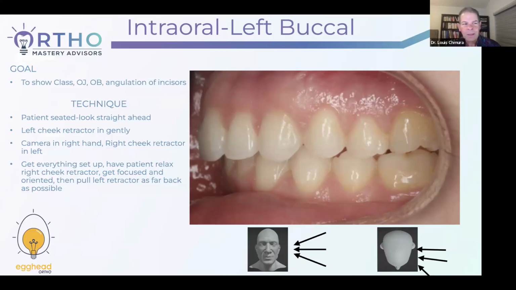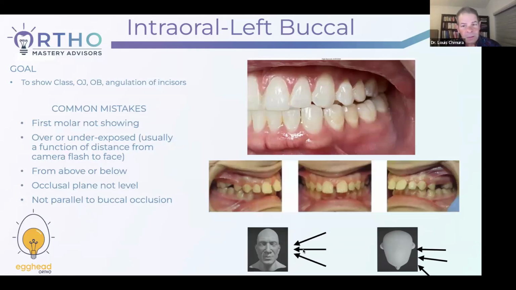You can't really see the overbite, but you can get an idea of the overbite, the overjet, the angulation of the incisors, whether it's class 1, class 2, class 3. You see a ton of information if you do it right. If you don't do it right, you don't see a ton of information.